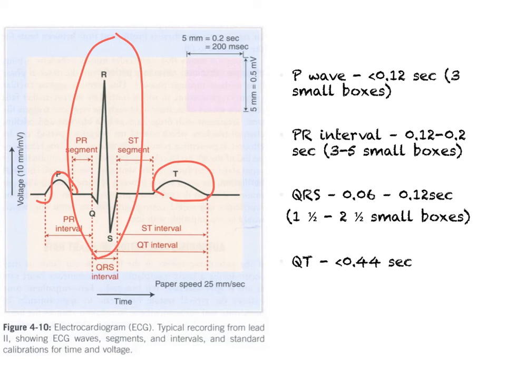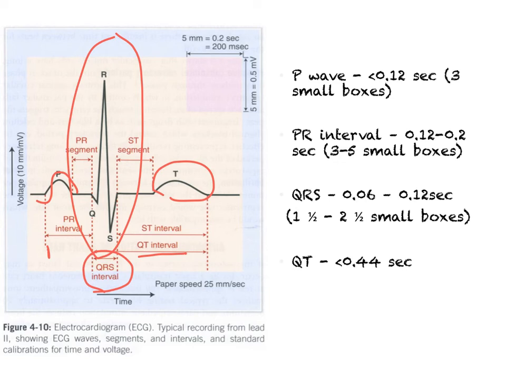And there are certain intervals that we look at. We look at the time from when the P starts until the QRS starts. We call that the PR interval. And then the time of the QRS itself is called the QRS interval. Another important thing that we look at is the QT interval, which is from the start of Q until the end of the T.